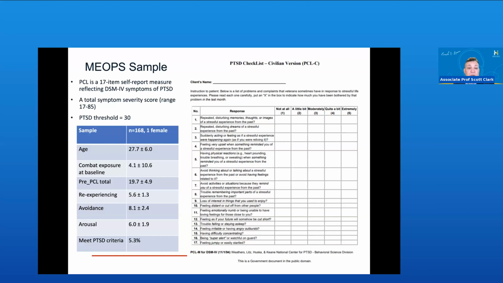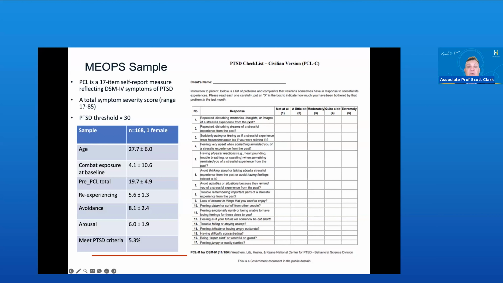And so we took the MEOP sample and we looked at PCL scores. So the PCL is the PTSD checklist, the civilian version, and it has a number of symptoms of PTSD. We can see the scale that people can rate in terms of their significance in their experience.